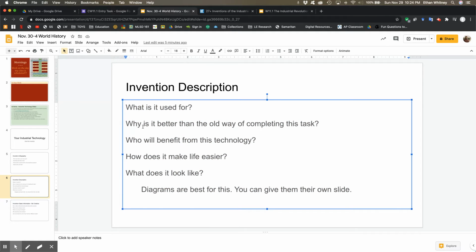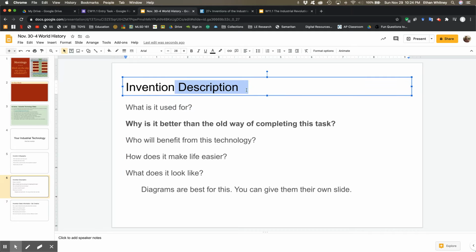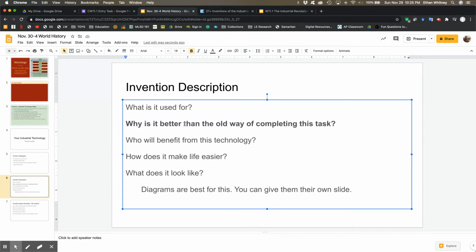Give me a picture of it. Tell me, what was it like before? This is really kind of the key question. Matter of fact, I'm going to bold this just so we get our attention on that. We're not just looking for what this thing does, which is the base level of a description about it, but why is it a better way of doing things?